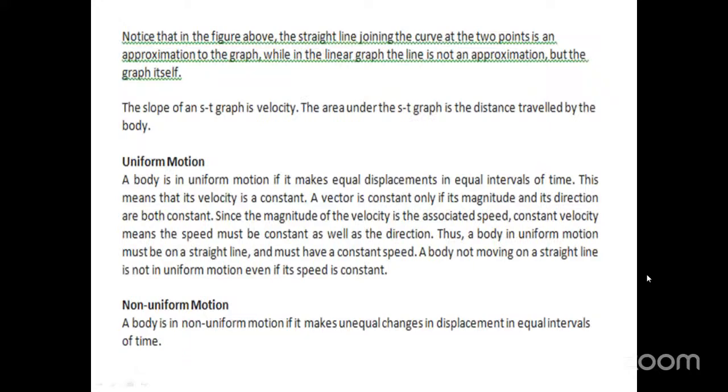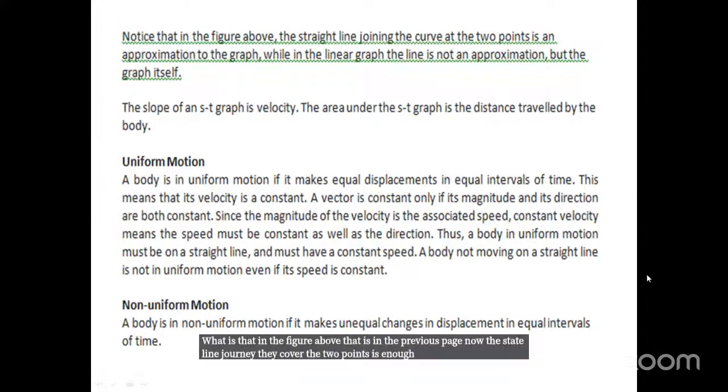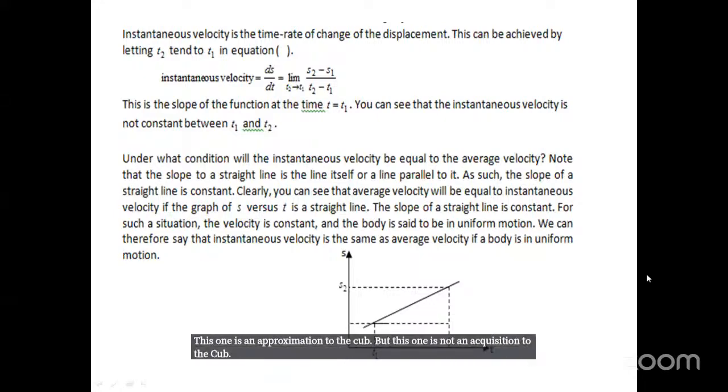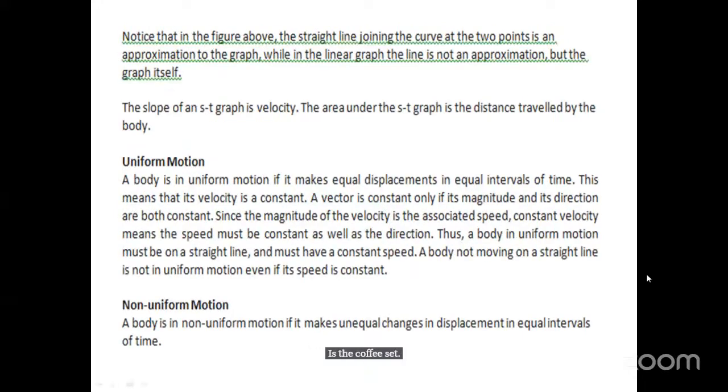Notice that in the figure above, on the previous page, the straight line joining the curve at the 2 points is an approximation to the curve, right? This one is an approximation to the curve, but this one is not an approximation to the curve. It's the curve itself. In the linear graph, the line is not an approximation, but the graph itself. The slope of an ST graph is velocity. The area under the ST graph is the distance traveled by the body.